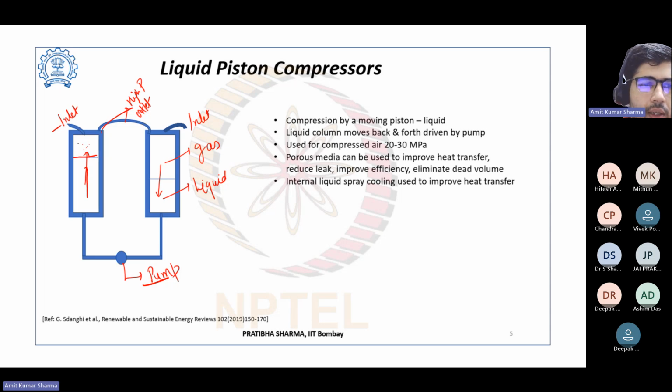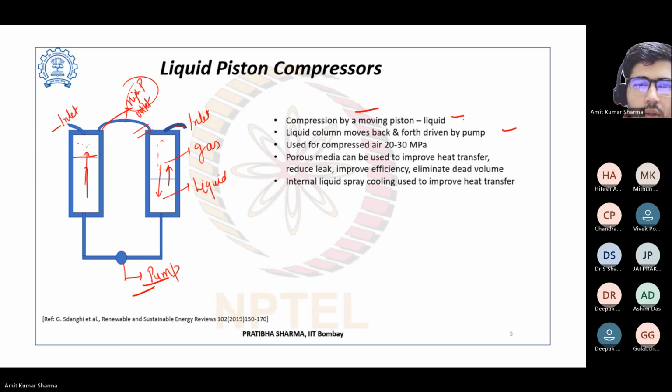Similarly, when this is coming down, inlet gas is coming in again. Then when the liquid is pushed upward again, the gas will be compressed, and you have a high pressure outlet. So this is compression by a moving piston, with liquid columns moving back and forth, driven by a pump. The pump is pushing the liquid.